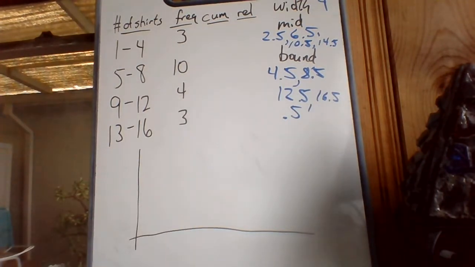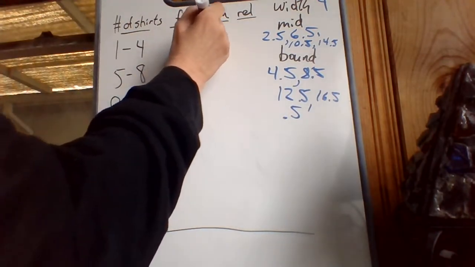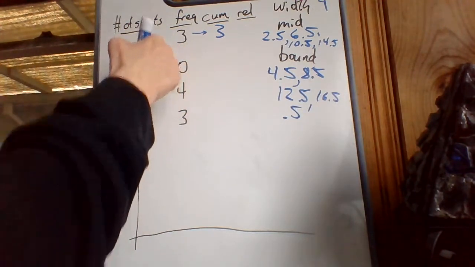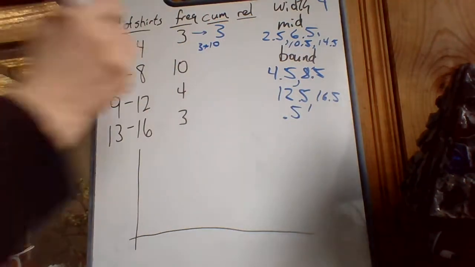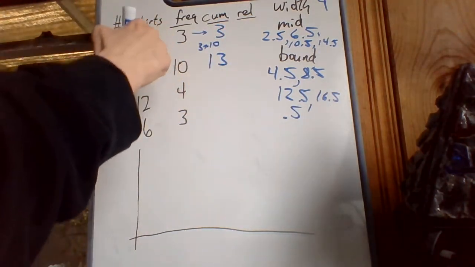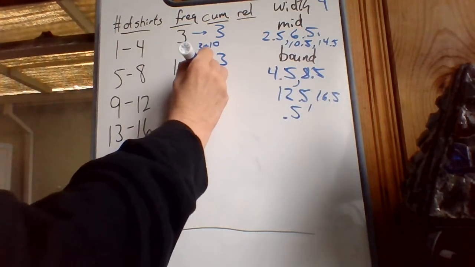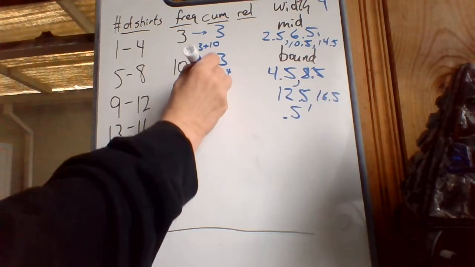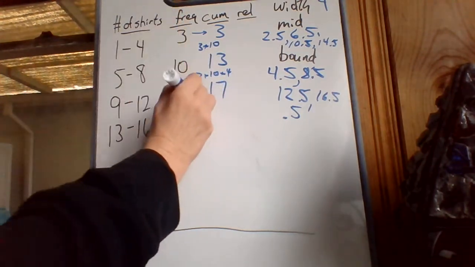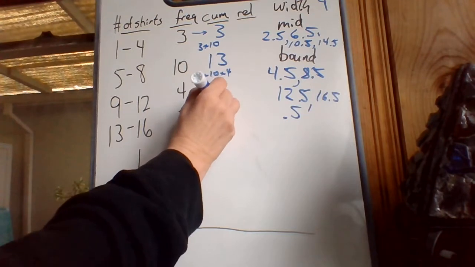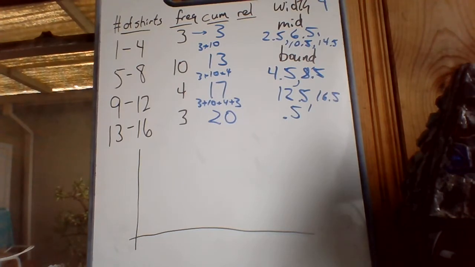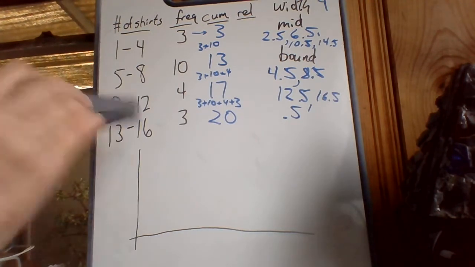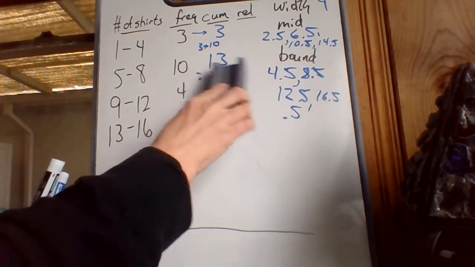All right, now cumulative. Things are accumulating. The first one is just whatever this number is, goes right there. The second one, I add these two numbers together. 3 plus 10, so I write 13 here. Then I add these 3 numbers together. 3 plus 10 plus 4, so that's 17. And then I add all of the numbers together. 3 plus 10 plus 4 plus 3, 20. Okay, cumulative for accumulate. Relative, that's where the percents go. You don't need to show me your addition.